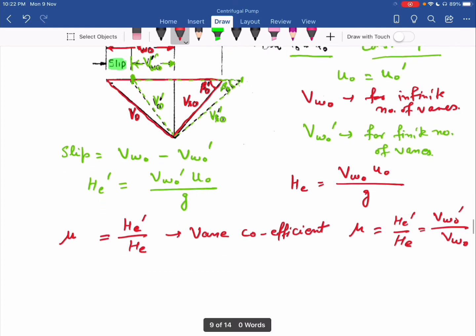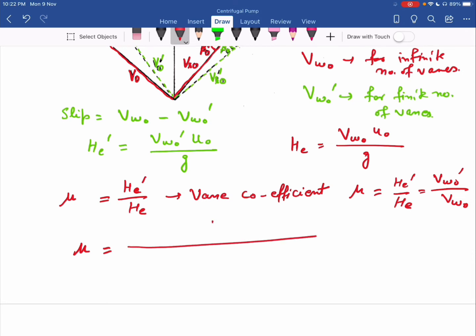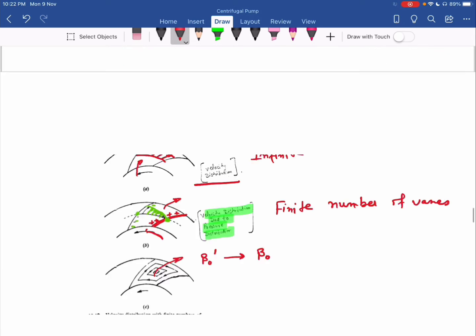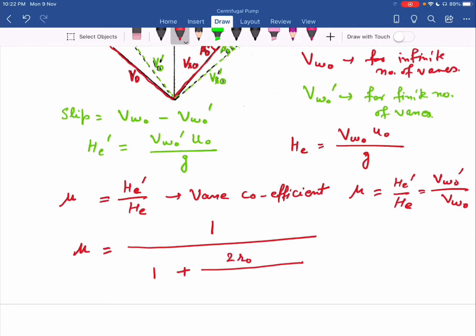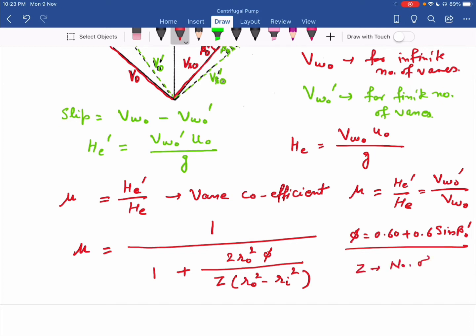The empirical relation for this mu is 1 divided by 1 plus 2 RO square phi upon Z times RO square minus RI square, where phi is equal to 0.60 plus 0.6 sine of beta O dash. That is phi. And Z is the number of vanes. RO is the radius of the impeller at the outlet, and RI is the radius of the impeller at the inlet. So this gives me the value of mu, that is the vane coefficient. So this is the effect of a finite number of vanes on Euler's head.